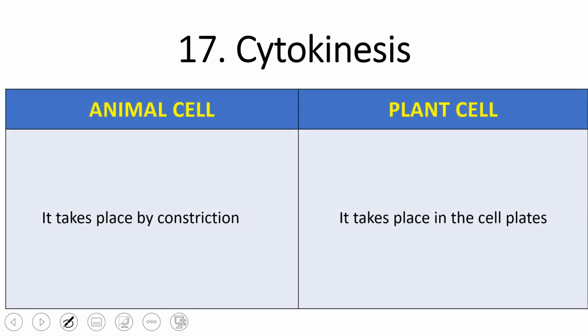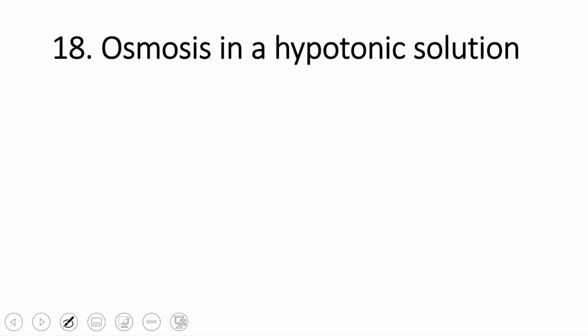Another difference is cytokinesis. Cytokinesis takes place in animal cells through the constriction process, whereas in plant cells it takes place through cell plate formation. By cytokinesis, the cytoplasm is divided into two different parts at the time of cell division. The last difference we are going to talk about is in terms of osmosis in hypotonic solutions.